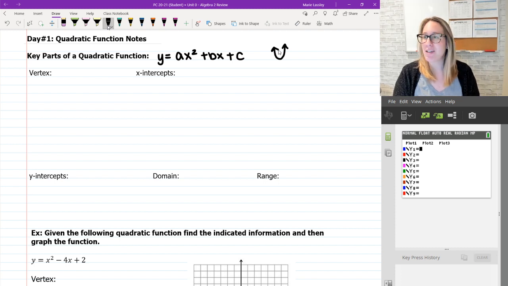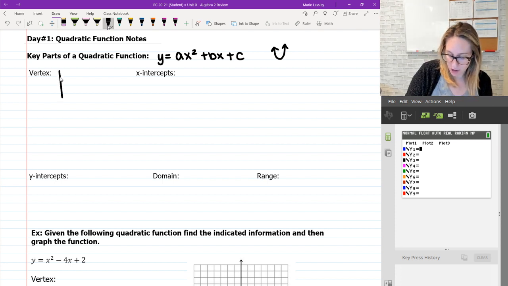We're not getting too much into transformations or anything like that. We're just reviewing some of the basic parts of our quadratic function. So the first thing we want to talk about is our vertex. Our vertex is our turning point of our graph. It's either going to be the absolute maximum or the absolute minimum, depending on how our parabola is opening, right? Whether it's opening up or opening down. So our vertex, this is our turning point of our function.